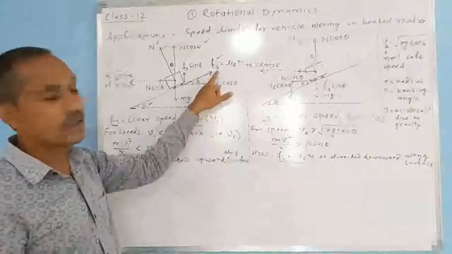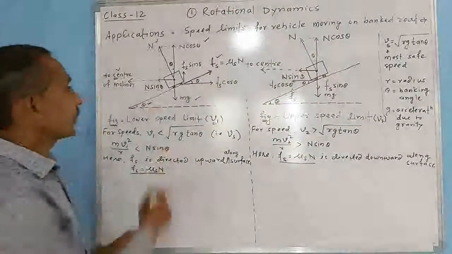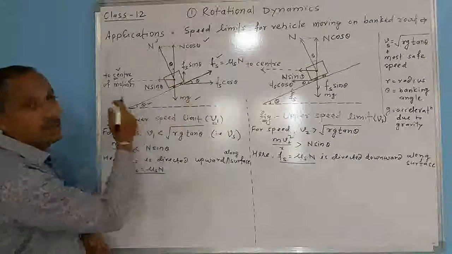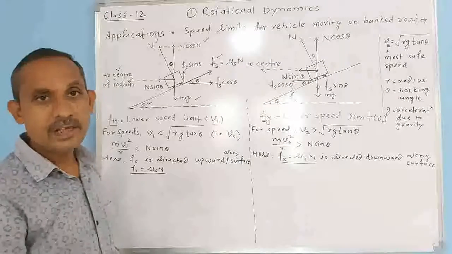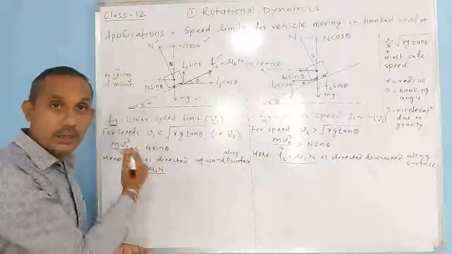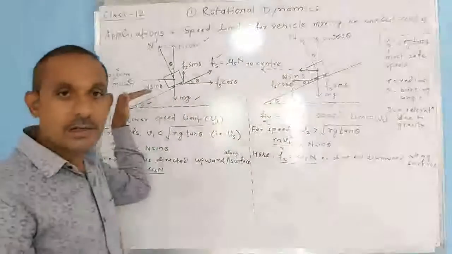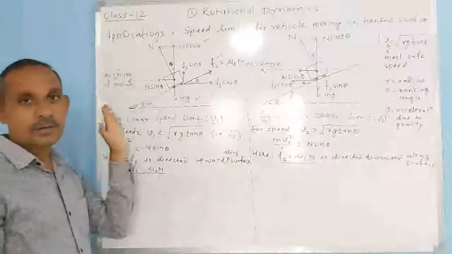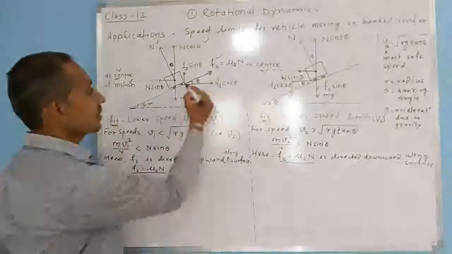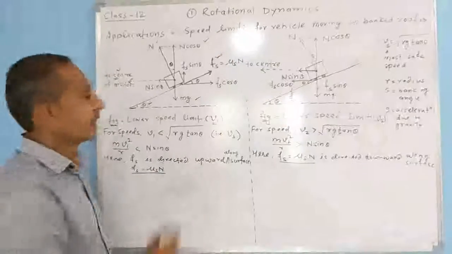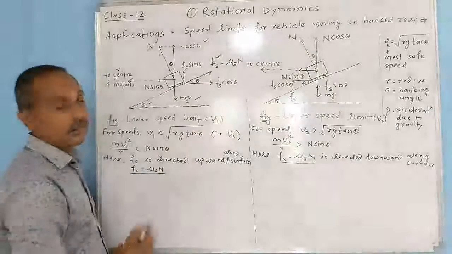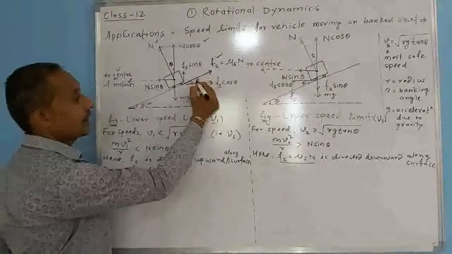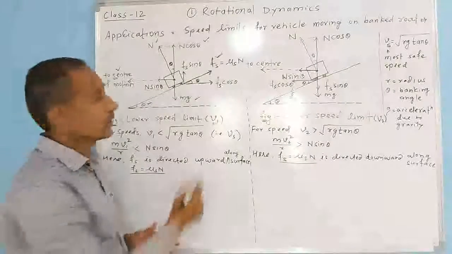The third force is the frictional force, which opposes the tendency of the vehicle to slip down the road. That is why the direction of the frictional force always lies upward, to oppose the slipping down. So this is the third force Fs, directed along this direction. It makes an angle theta with the horizontal.